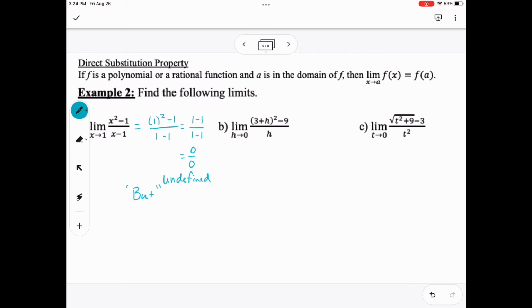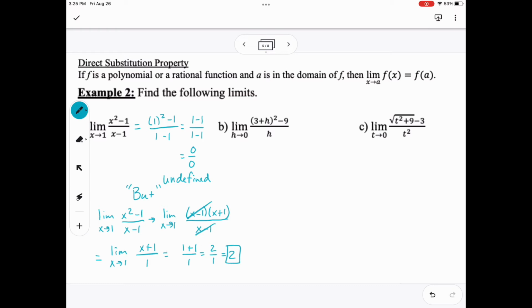So I can do other things that we have at our disposal, like algebra, like factoring. I can factor the numerator, which is a difference of squares, which gives me x minus 1 times x plus 1, and so the numerator and denominator actually cancel out, leaving me with x plus 1 over 1. And now I can use direct substitution to get a value of 2 for my limit.